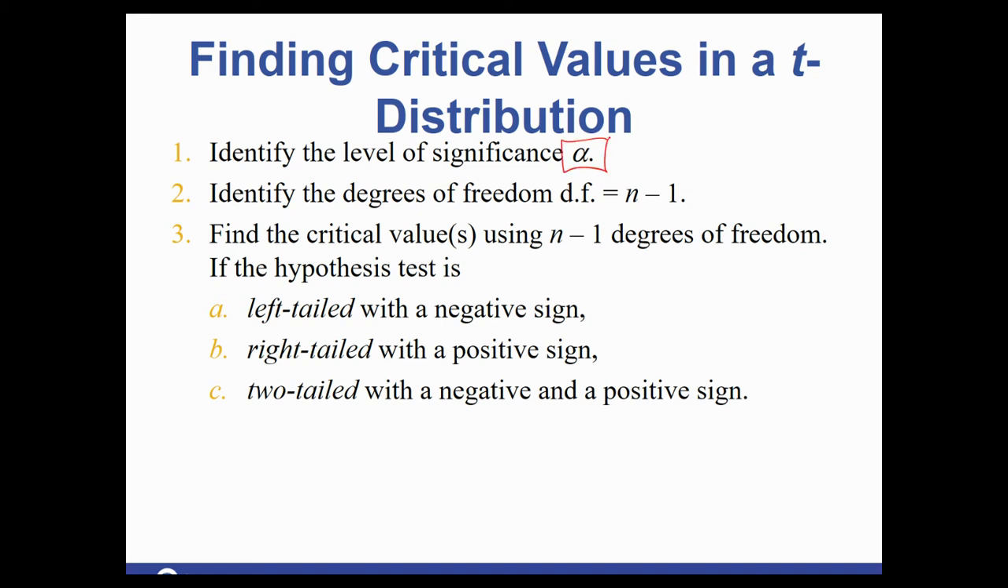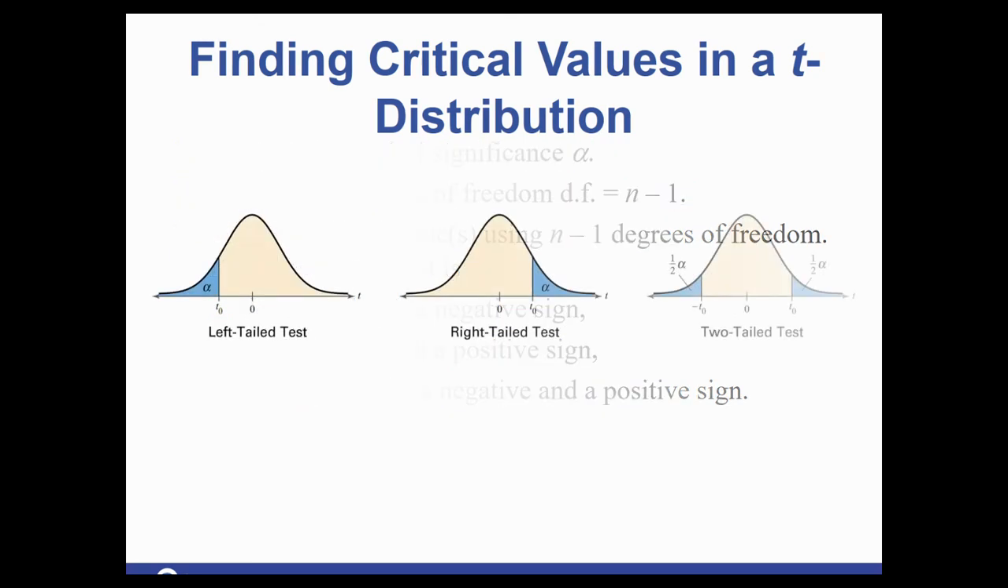We need to define how we do critical values for a t-distribution. So you're going to be given your level of significance, alpha, but in addition to using that, you're also going to need your degrees of freedom again. So just a reminder, it's your sample size minus 1. Same as when we were using inverse norm, if you have a left-tailed test, you want to use a negative sign for critical value. Right tail would be a positive sign. And then two-tailed means you want both a negative and a positive sign critical value.